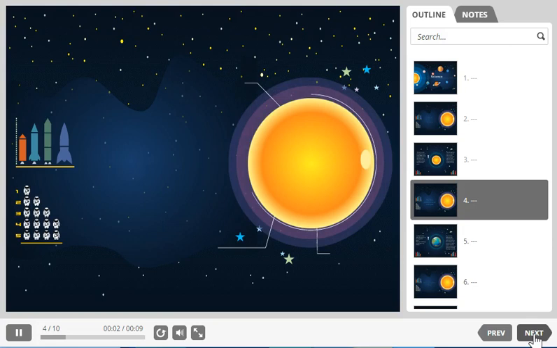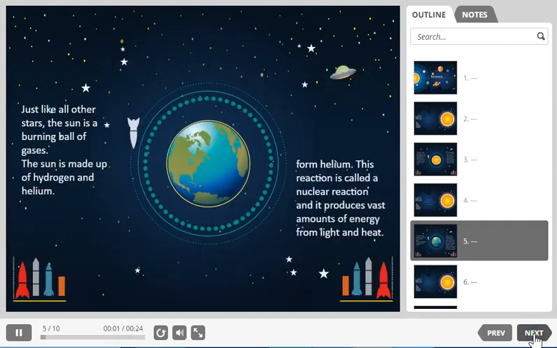Have you ever thought what the purpose of the sun is? The sun produces heat and light. Just like all other stars, the sun is a burning ball of gases. The sun is made up of hydrogen and helium. The atoms of hydrogen gas constantly react with each other to form helium. This reaction is called a nuclear reaction, and it produces vast amounts of energy from light and heat.